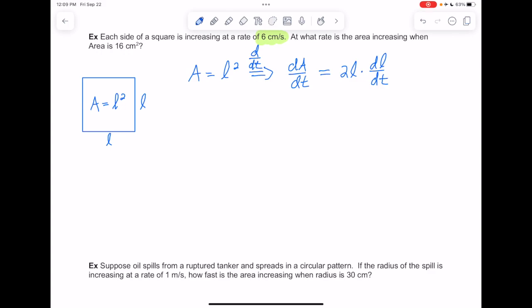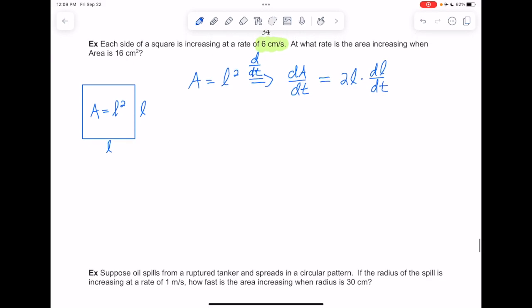So now we just want to think about what's given and what we are trying to find. So let's go ahead and start labeling those things. Let's just read through in order here. It says each side of a square is increasing at a rate of 6 centimeters per second. So that piece right there is saying the rate at which the side is changing. So that means that dL dt is equal to 6.